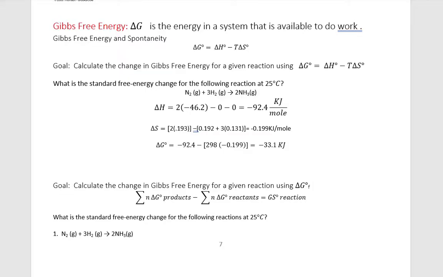Now, the last of our big concepts in this module is that of Gibbs free energy. This is the energy in a system that's actually available to do the work. And Gibbs free energy brings together our change in enthalpy values as well as our change in entropy values. And temperature is going to be a big factor in this. So there are 2 ways that we calculate Gibbs free energy.